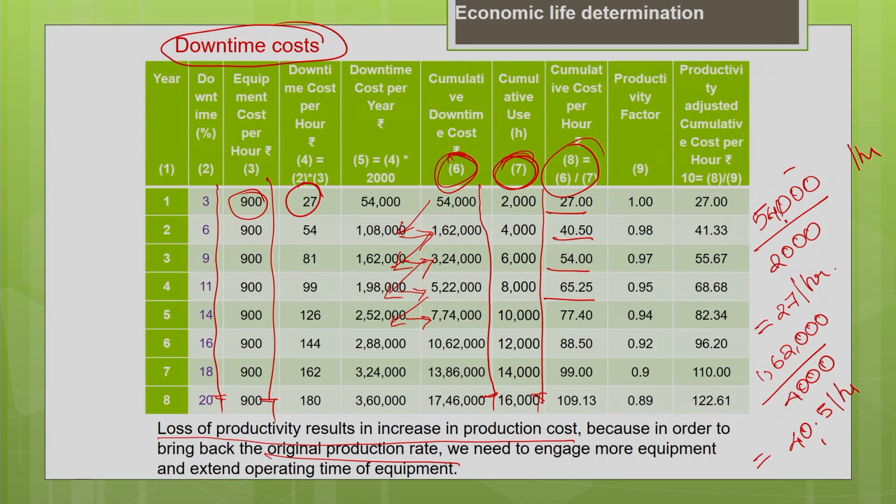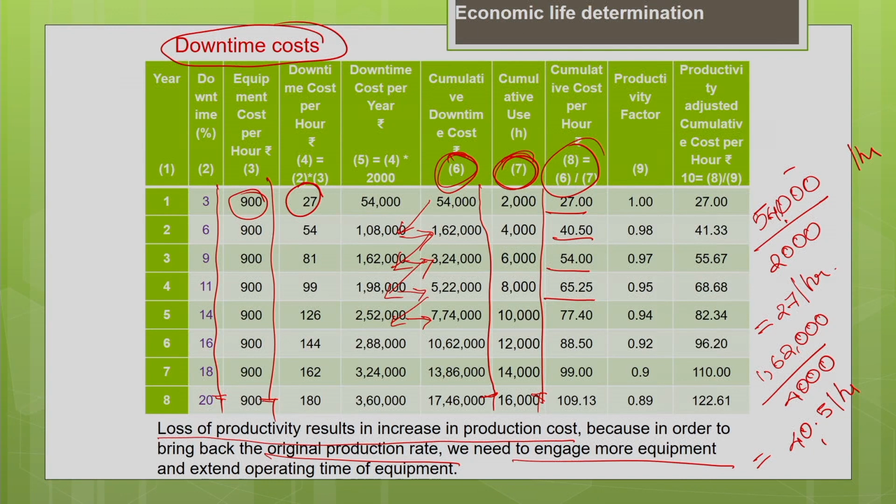So to bring your productivity back to the original production rate, we need to engage the machine for more operating hours, or we need to even increase the number of machines, or we may need to increase the number of workers. Okay. So for that we have to spend some more money. So that results in some increase in cost, okay, due to downtime. So that is what is called the productivity adjusted cumulative downtime cost per hour. That is what we are going to find here.